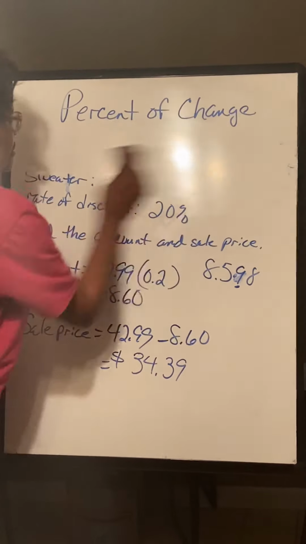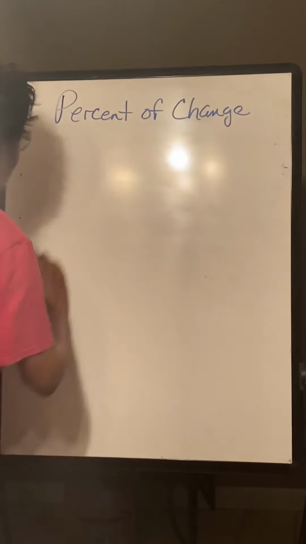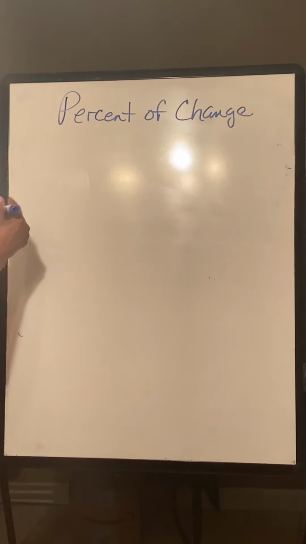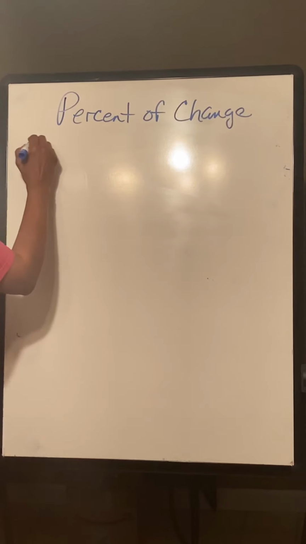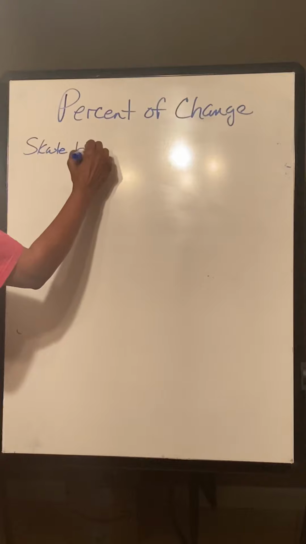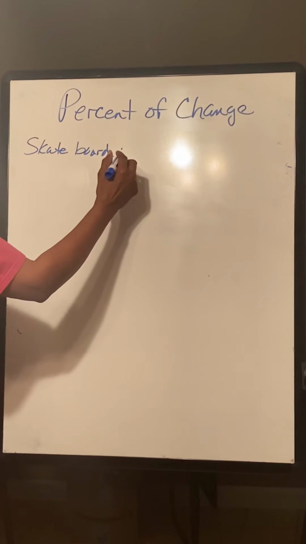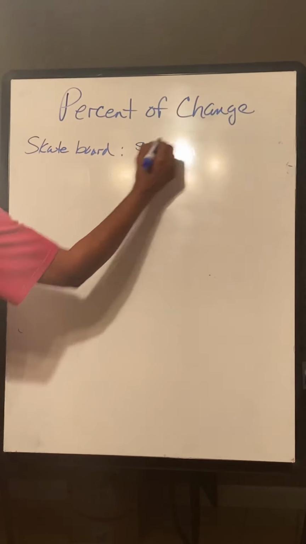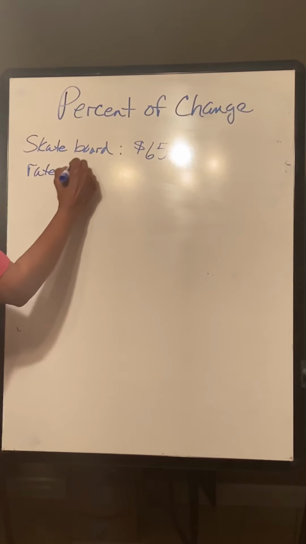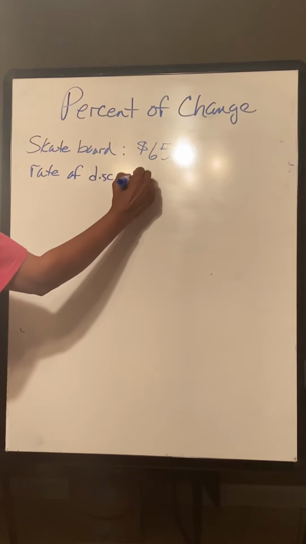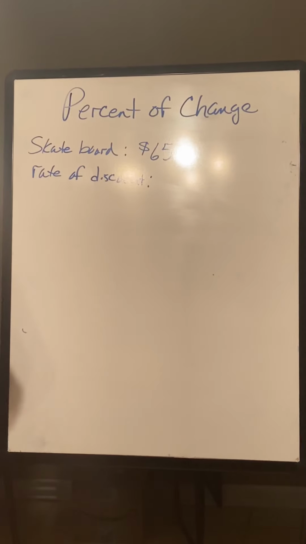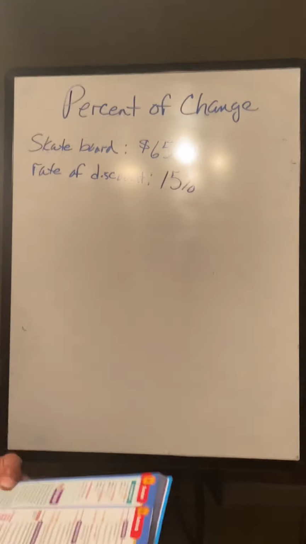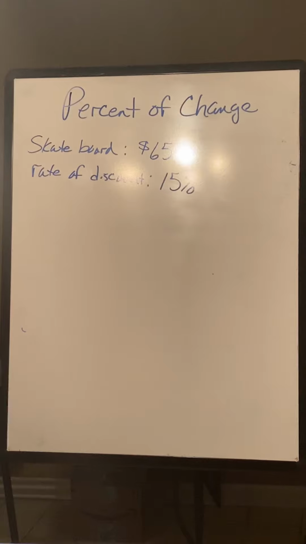One more example on this, and that will end this short lesson. I have a skateboard. The cost of the skateboard is $65. The rate of discount is 15%. Again, we're going to find the discount and the sale price. The discount and the sale price.